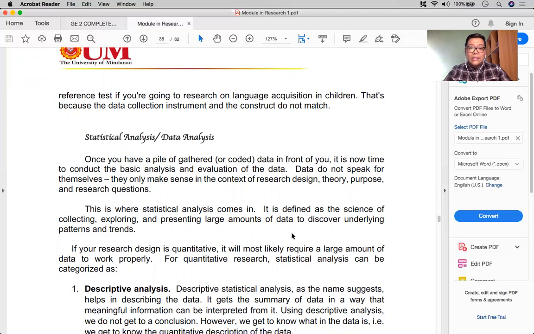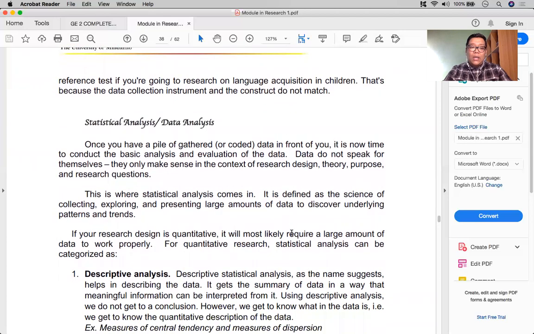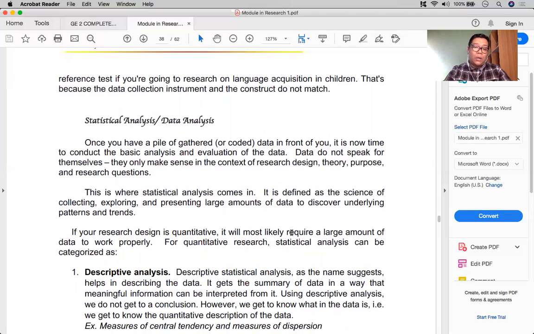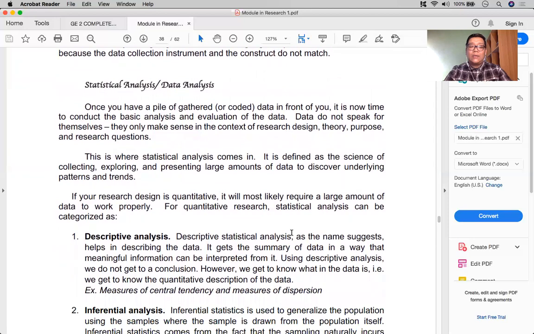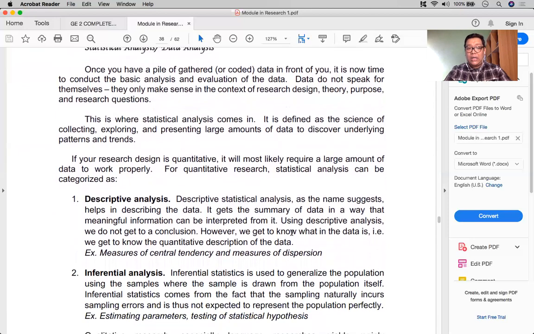It is defined as the science of collecting, exploring, and presenting large amounts of data to discover underlying patterns and trends. And we use statistical analysis to systematically analyze a body of data. If your research design is quantitative, it will most likely require a large amount of data to work properly. For quantitative research, statistical analysis can be categorized as either descriptive or inferential.